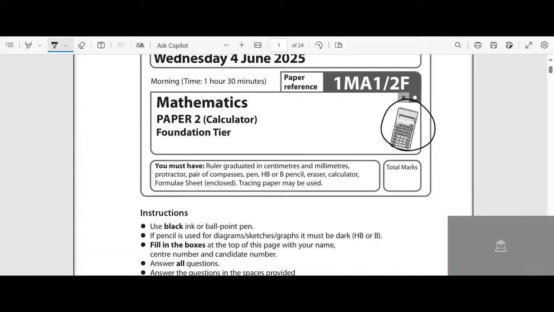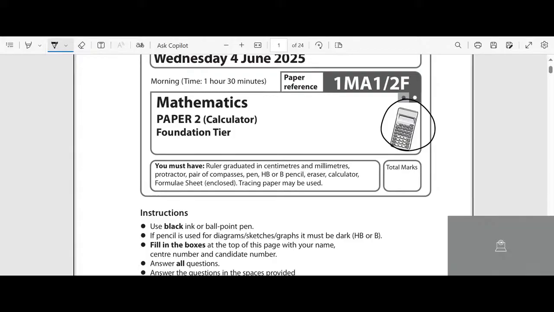Then also, let us look at the second instruction. You're told that if a pencil is used for diagrams, sketches, graphs, it must be a dark HB pencil. Some schools do provide for their candidates, but some will advise you to bring your own. So always confirm with your center invigilator or supervisor that the pen that you have is of the best quality and you will not have troubles while you are using it.